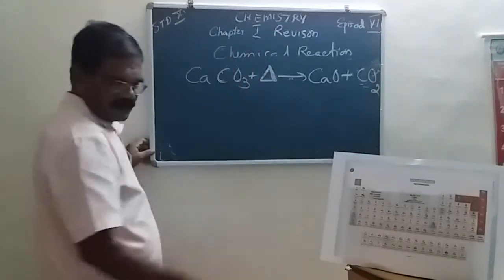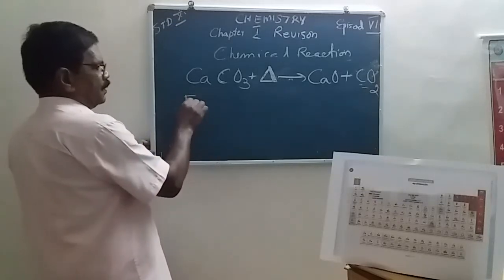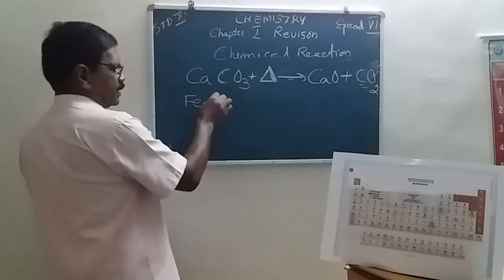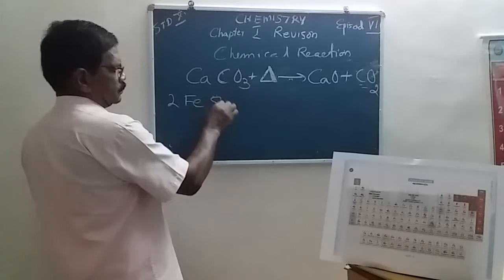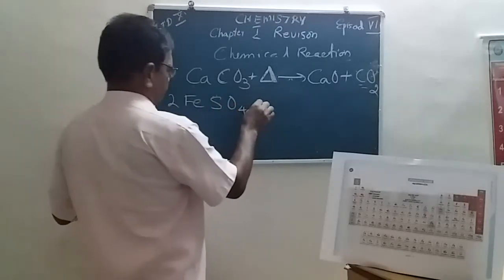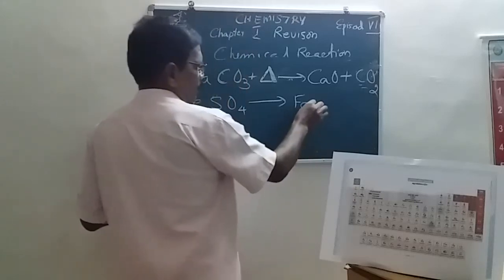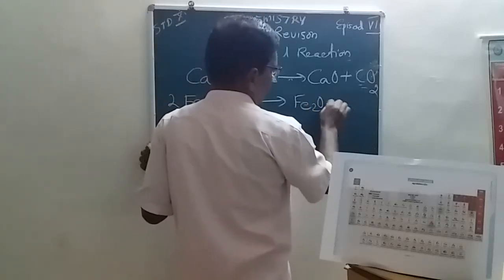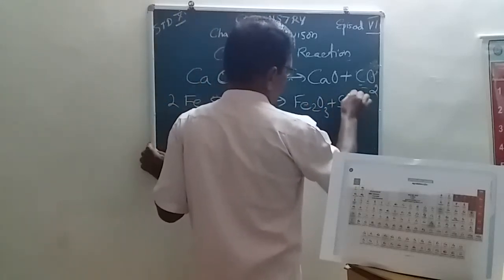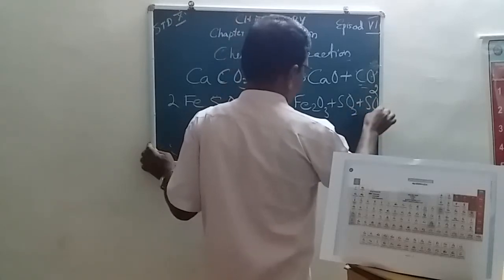Here is another example: on heating ferrous sulfate, we can get Fe2O3 plus SO2 plus SO3.